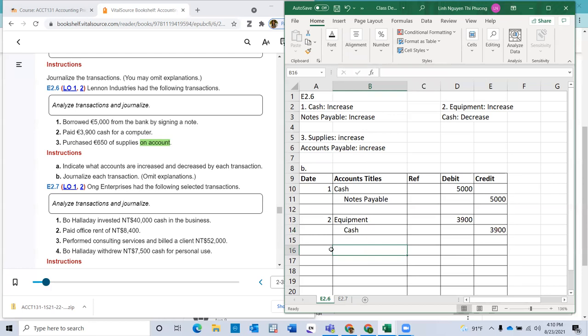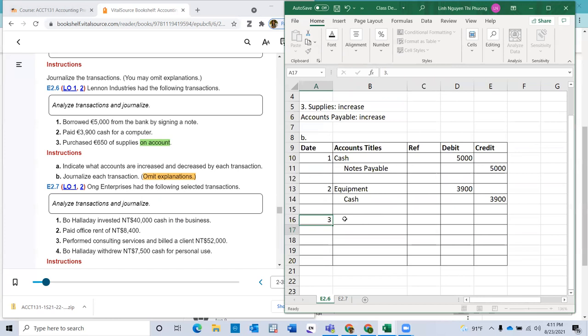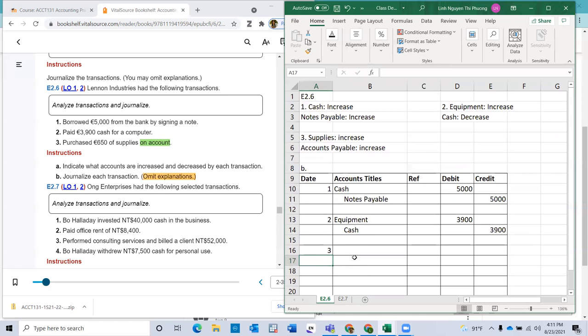In this transaction, you don't have to write the explanation because the question says you can omit explanation. Omit explanation means you don't have to write a brief explanation in every transaction. Number three, we buy 650 supply on account. So when we buy 650 supply on account, we will debit supply 650 and we will credit accounts payable. Why accounts payable? Because we buy on account. It means we haven't paid money yet, so we owe money on accounts, right?